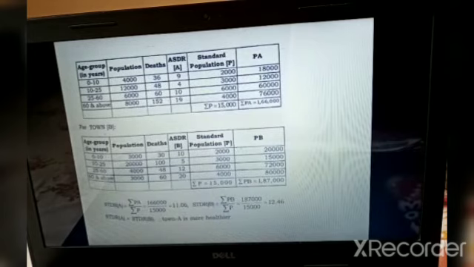Similarly, the age specific death rates for each of the age groups are calculated using the same formula. That is the number of deaths in a specific age group divided by the average population, into 1000. So for 0 to 10, the ASDR is 9. For the 10 to 25 age group, the ASDR is 4. For 25 to 60, the ASDR is 10. And for 60 and above, it is 19.